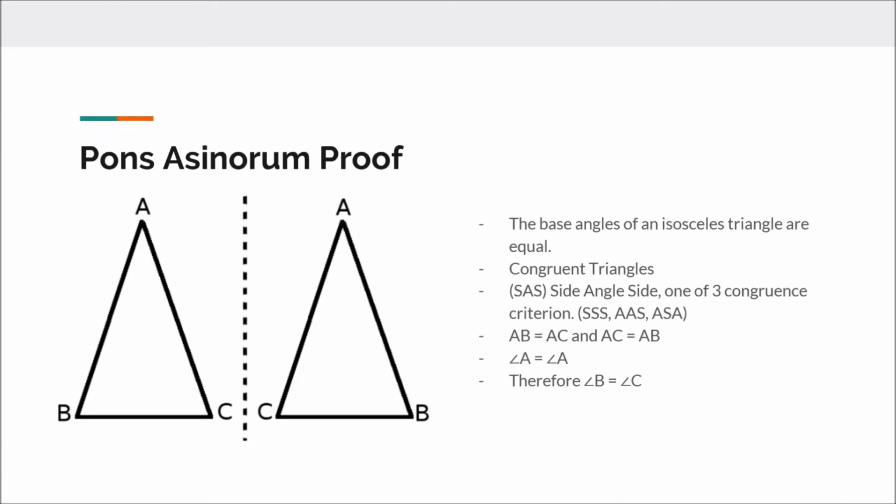What we have here is a triangle ABC and its mirror reflection triangle ACB. By construction, we can see that side AB on the left triangle is equal to side AC on the right triangle, and similarly, side AC on the left triangle is equal to side AB on the right triangle. And angle A is the same for both triangles. Therefore, these triangles satisfy our side-angle-side criterion and therefore are congruent. So angle B is equal to angle C.